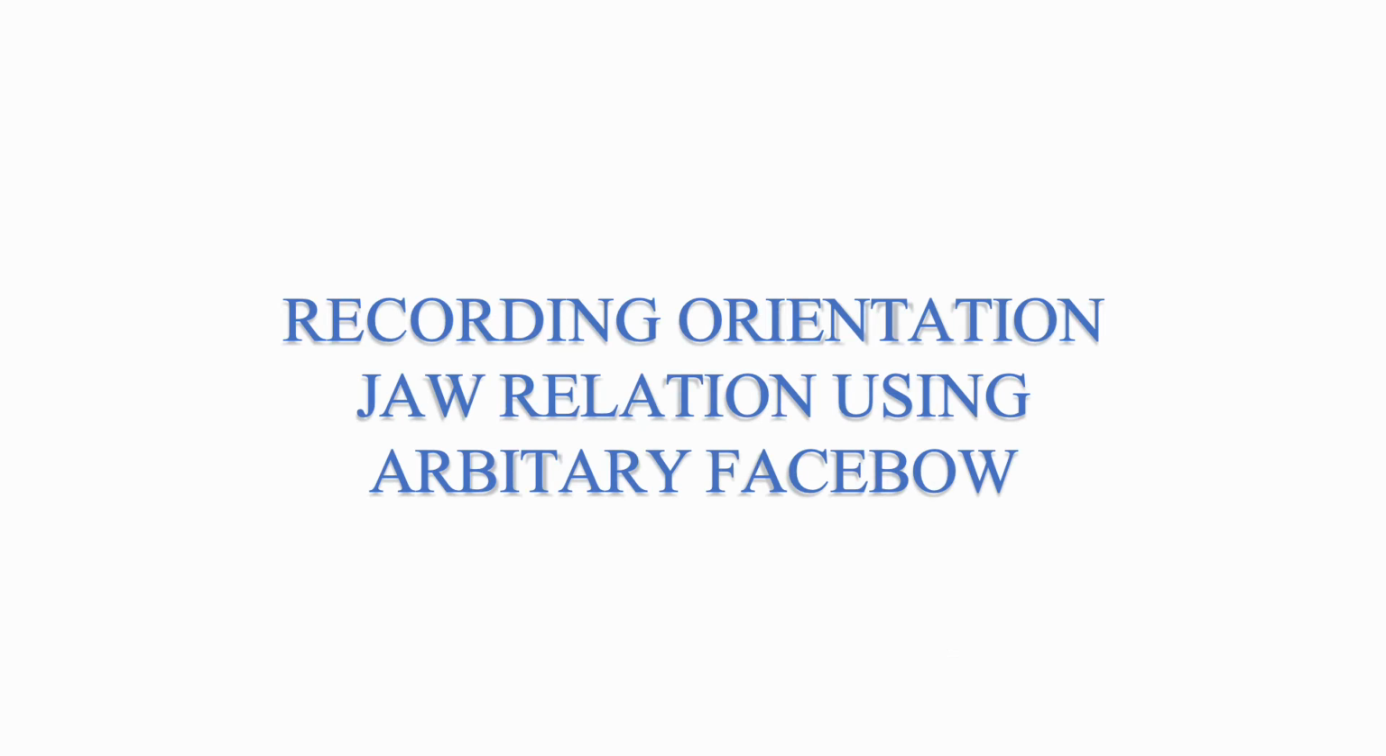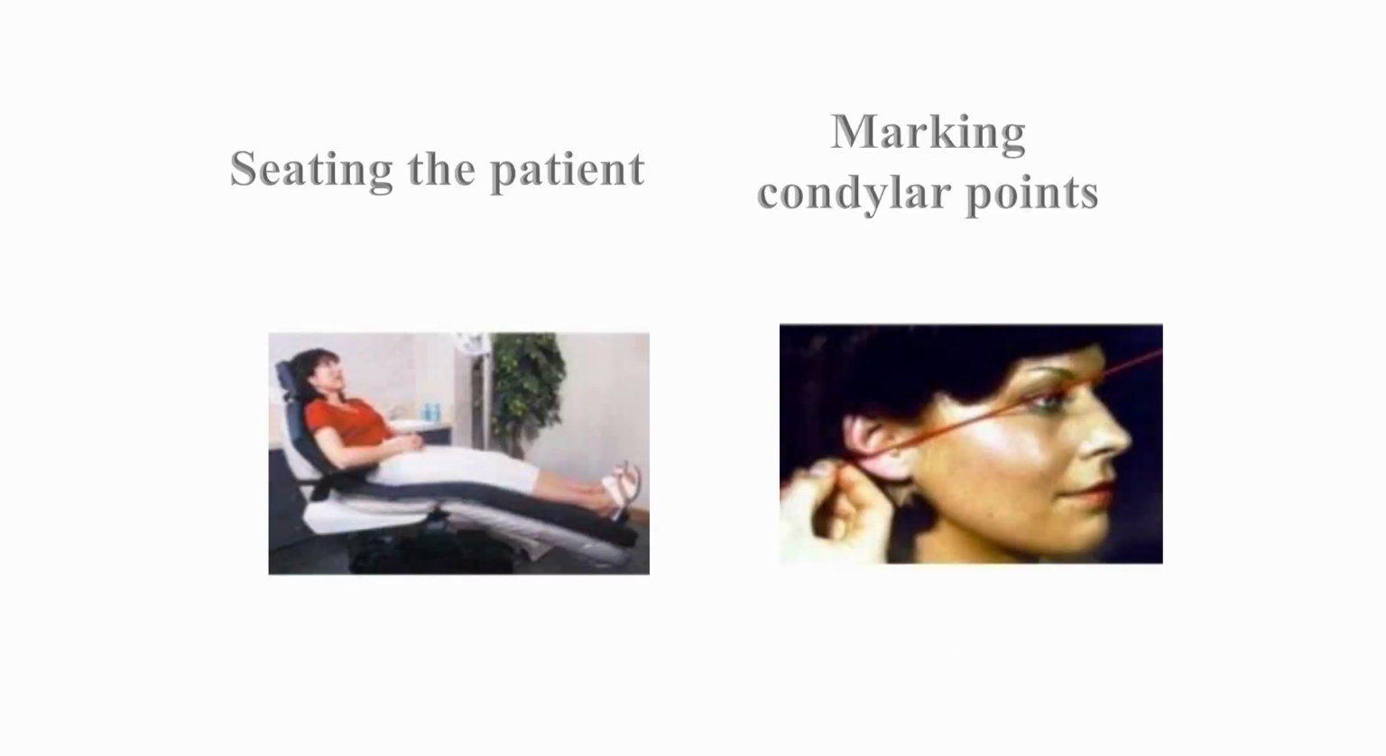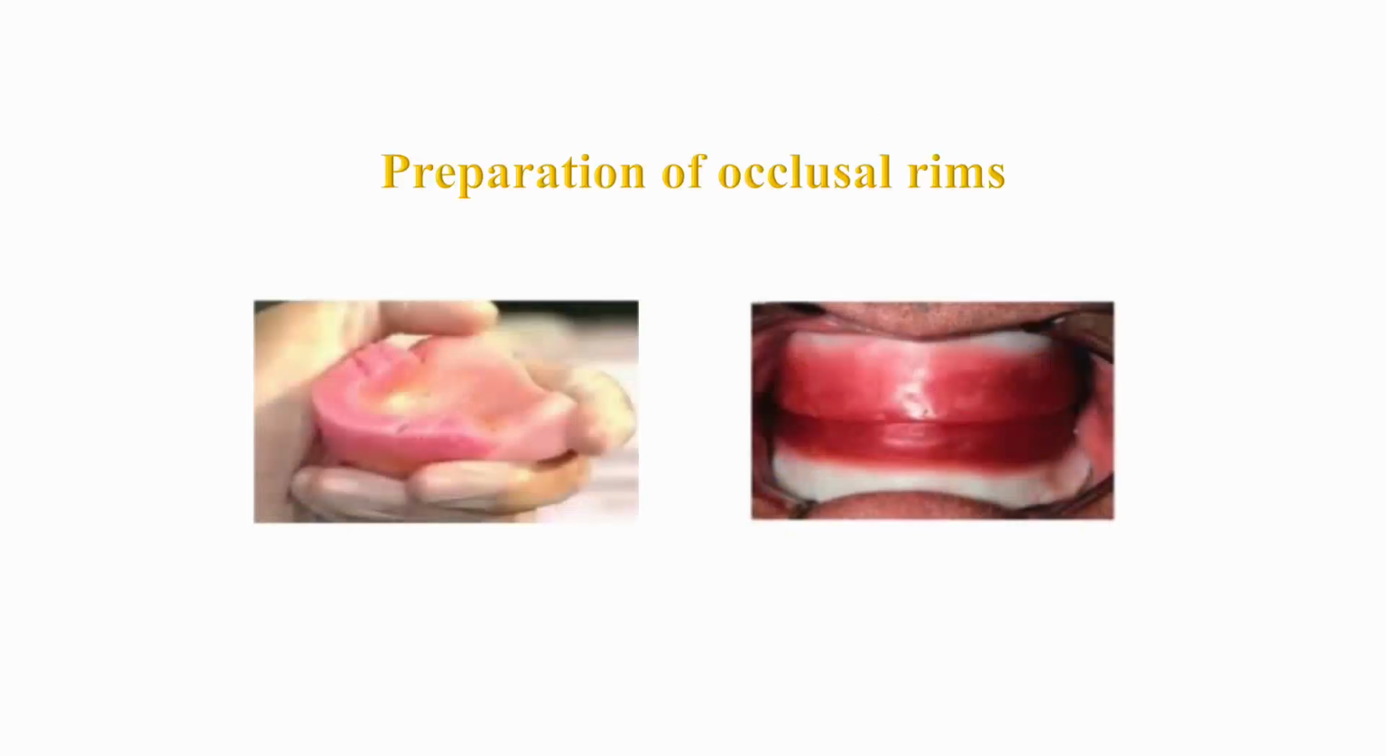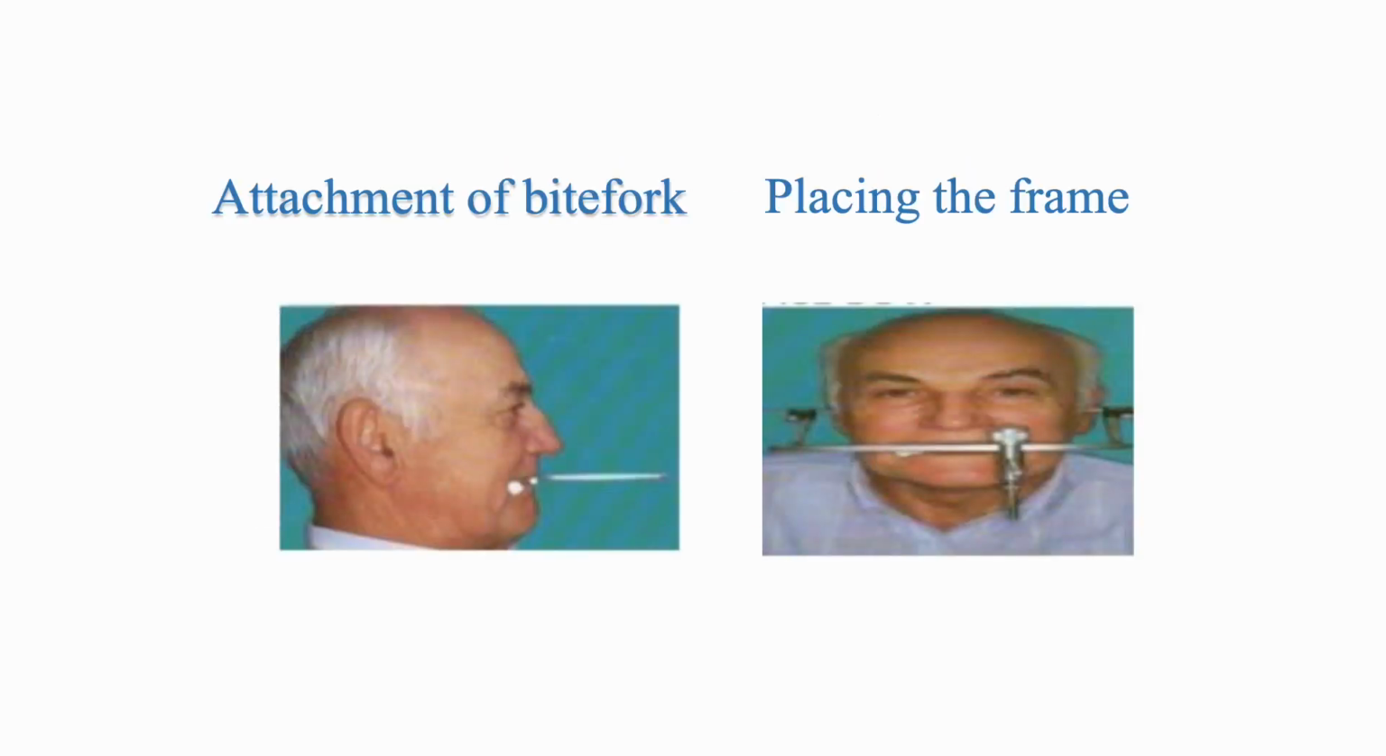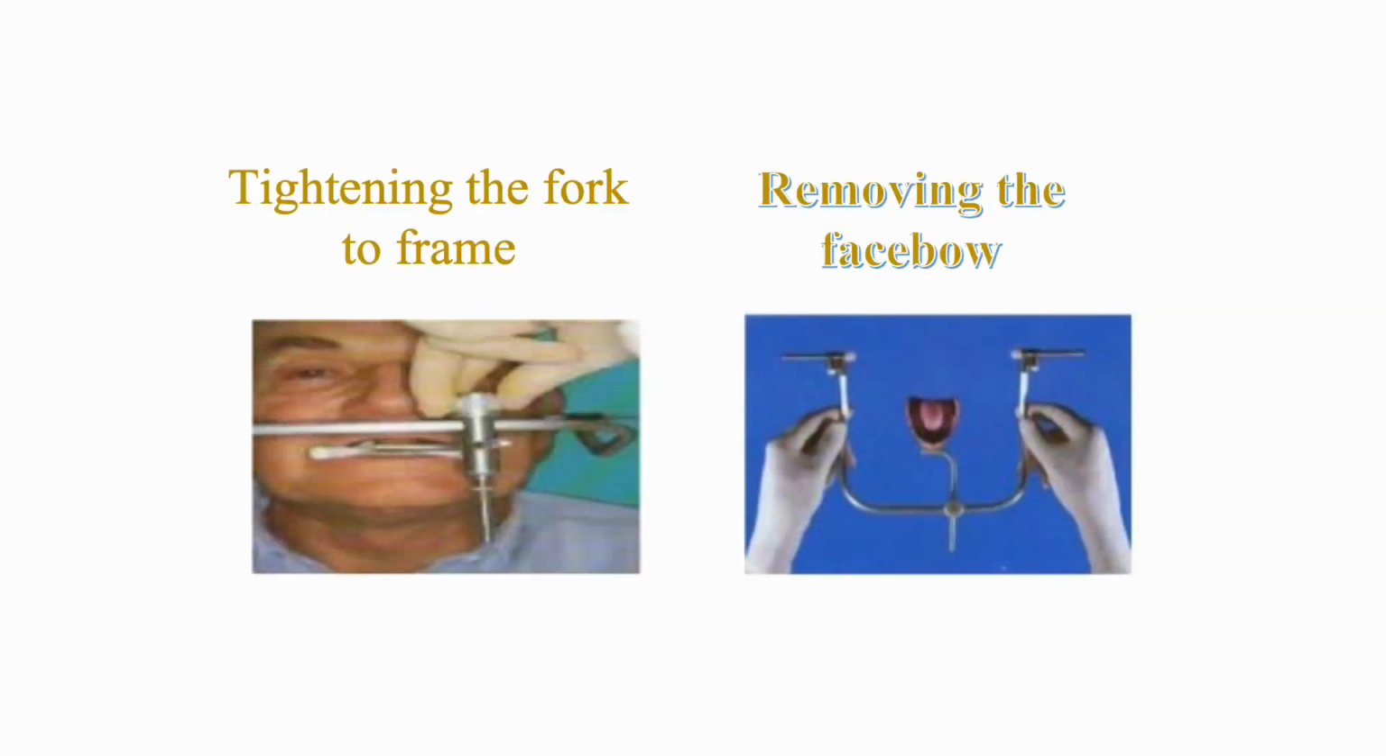Now coming on to the recording of the orientation jaw relation with the face bow. Seat the patient comfortably on the dental chair with the backrest in an upright position and mark the condylar points. Prepare the occlusal rims. Attach the bite forks. Always ensure that the stem of the bite fork extends on the left hand side of the patient so that it enables easy visibility, and then attach the U-shaped frame of the face bow. Insert it into the patient's external auditory meatus if it is an earpiece type of face bow.